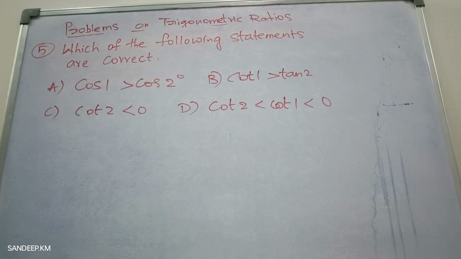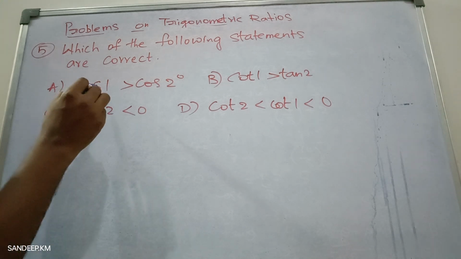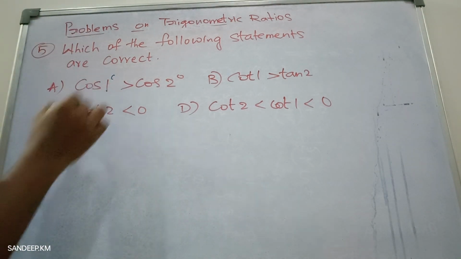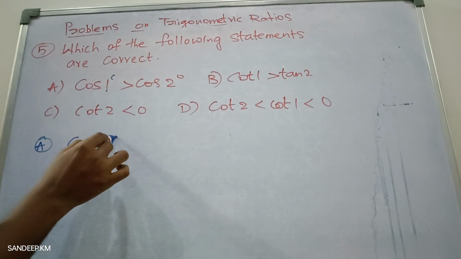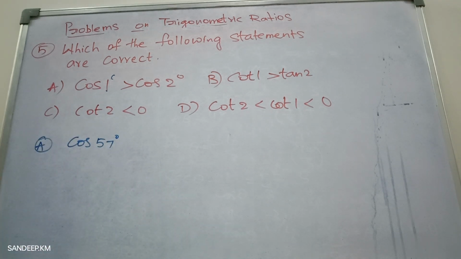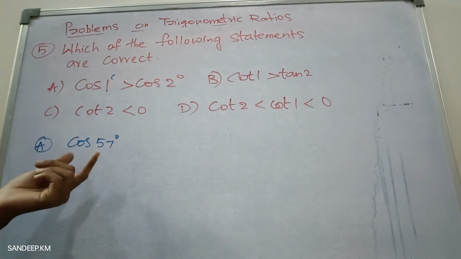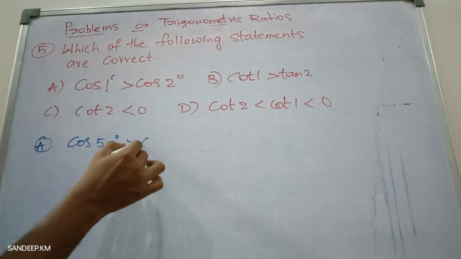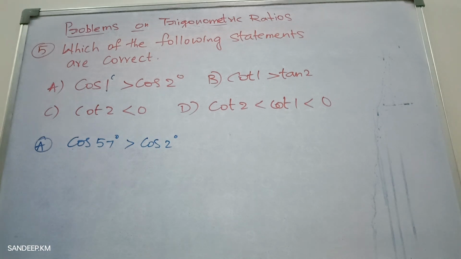Let us carefully check whether the given statements are correct or not. First of all, let us check with option A. Here I did not mention degree, which means that the given angle is in radians, right? So cos 1 radian means, dear students, 1 radian is approximately 57 degrees. No need to take exact value. Approximation is enough. He told in first option that cos 57 degrees is greater than cos 2 degrees.